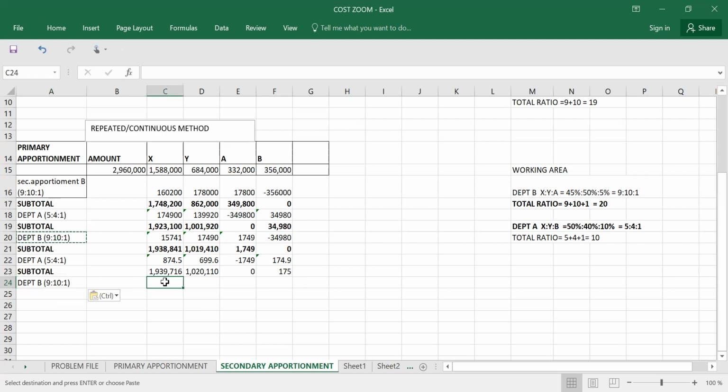If it is B distributing, X will get 9 out of 20 times this. That's what we are distributing, right? Then Y is getting 10 divided by 20 times still this. And then this one is getting 1 divided by 20 times this.